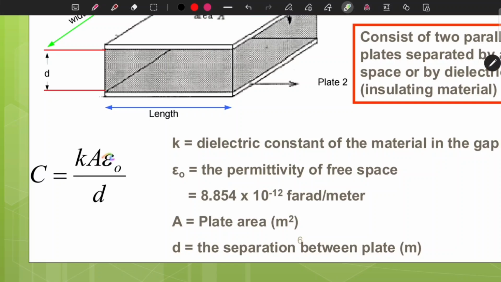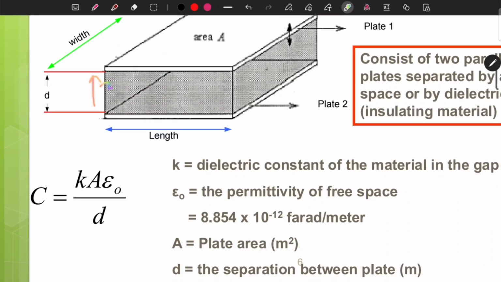This one is directly proportional to C, so if you increase the overlapping between the plates, the capacitance will increase. And then you have the permittivity of free space. This one is fixed. And then you have D, which is the separation between the plates. This one is inversely proportional to C, so if you increase the distance between the plates, you will have a lower capacitance, but if you decrease the separation, you will have a much higher capacitance.